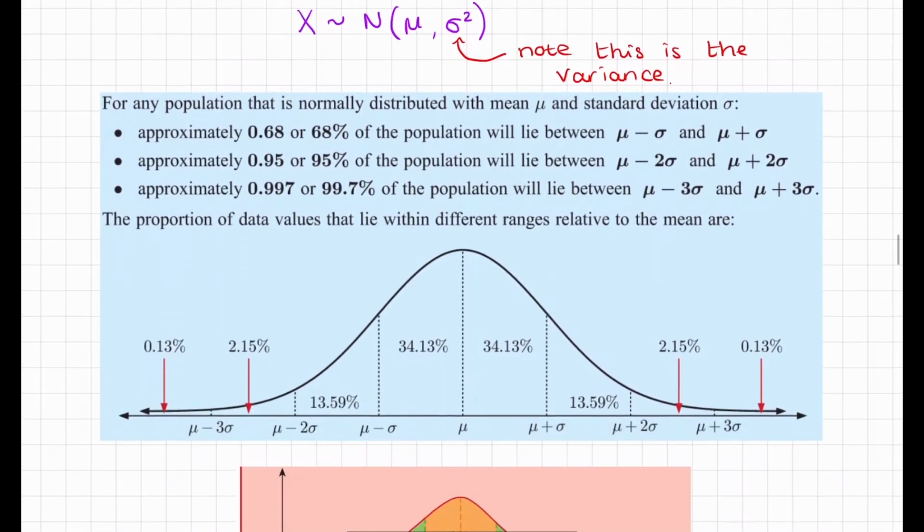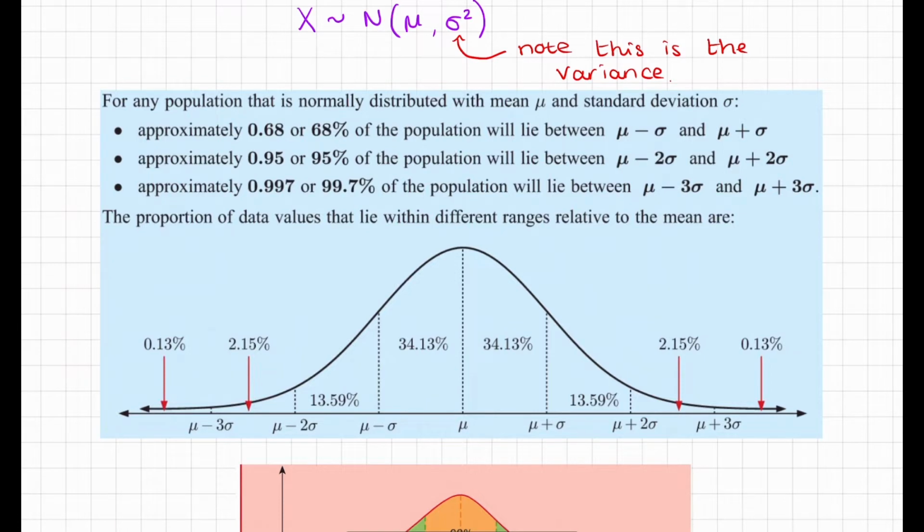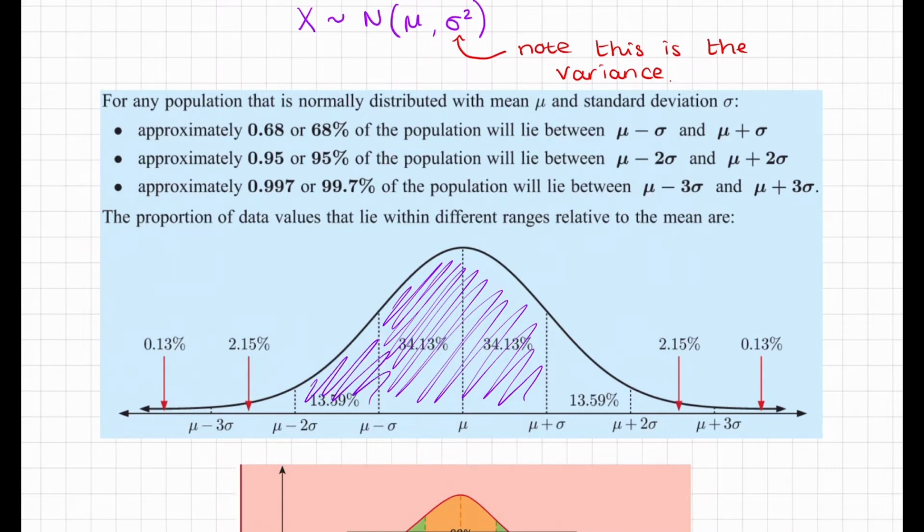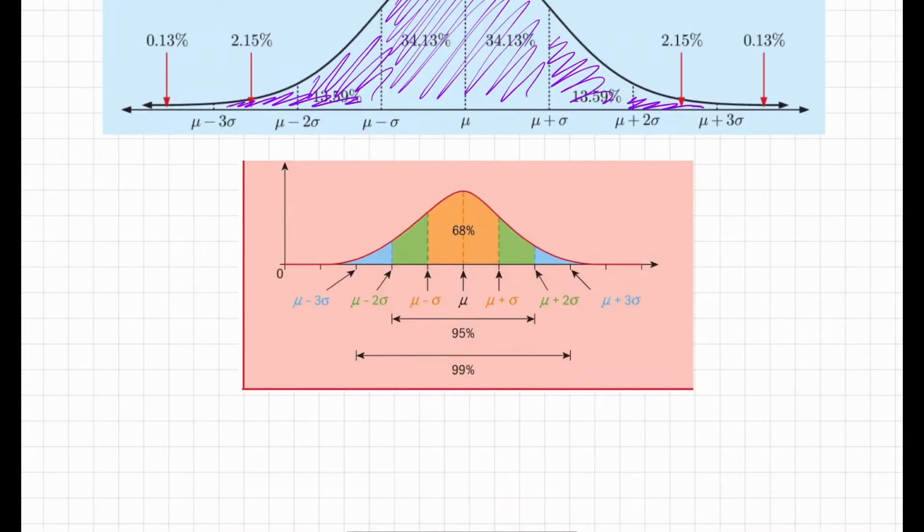Now for any population that is normally distributed with a mean and standard deviation, approximately 68% of the population lie between one standard deviation away from the mean, so above and below, which on this diagram here is this shaded section that I've shaded. 95% will lie between two standard deviations above and below the mean, which will also then include these ones. And 99.7% lie within three standard deviations, and it also includes these sections. And that's just in a different way there, so you can see.